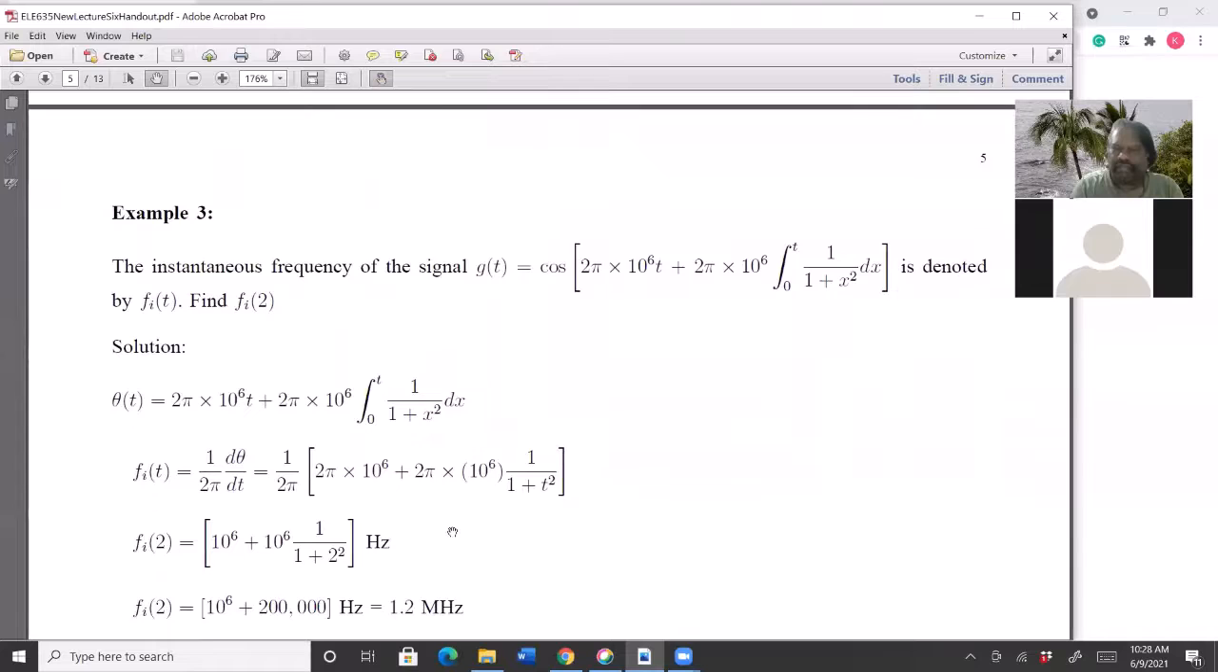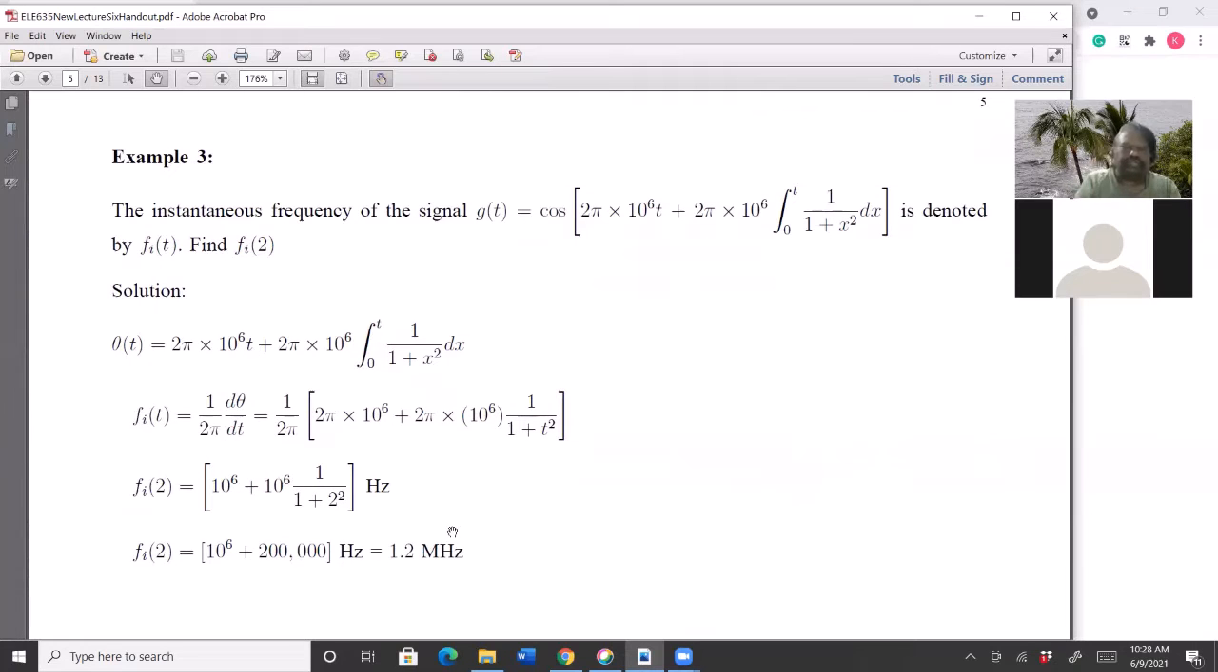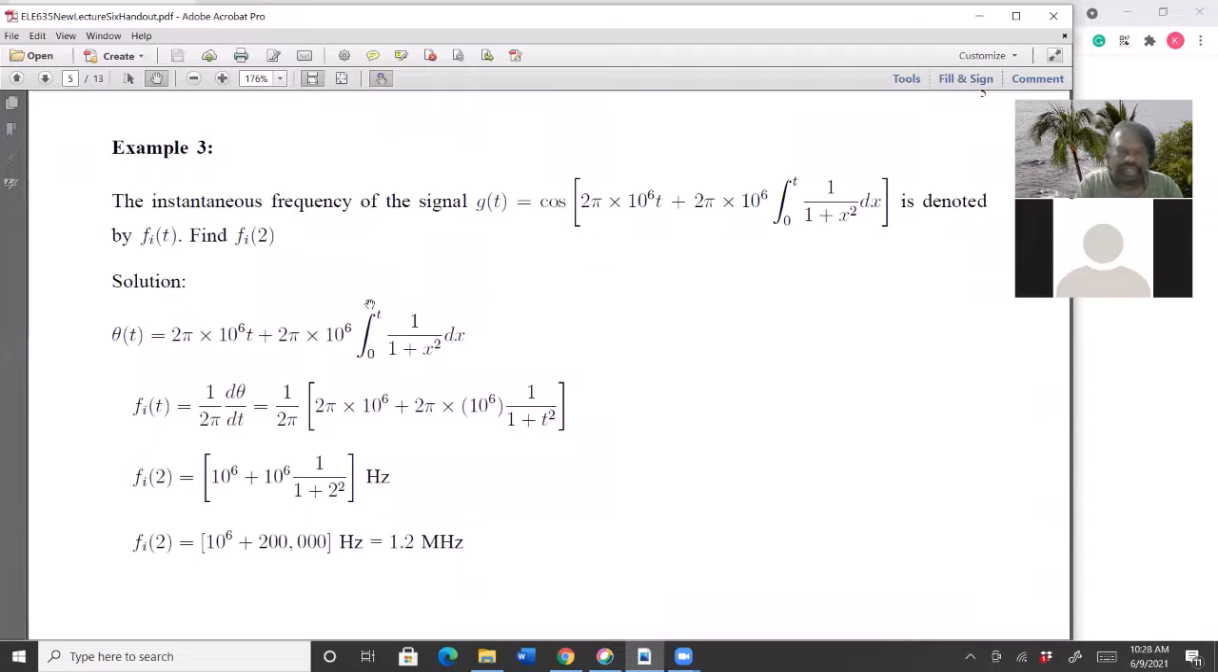Okay, now I have another example to make you comfortable. Find the instantaneous frequency of the signal. So we already did a question like this. So this is your theta of t. Theta of t is this.